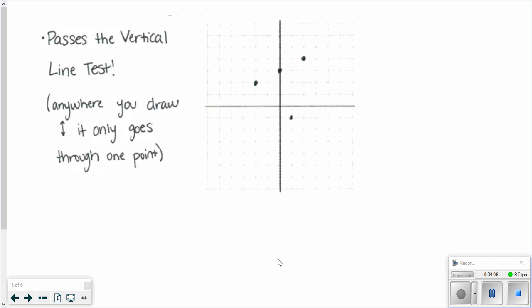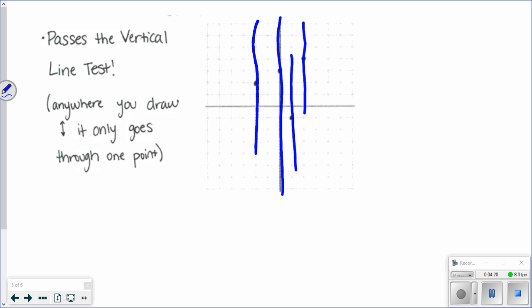So if we draw vertical lines down through here, vertical line, vertical line, all of these vertical lines only pass through one point. Thus, this is a function because it passes the vertical line test.